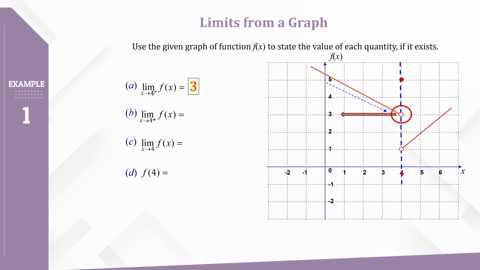For the second limit, we can see plus symbol with the x value 4. This means that we are approaching from the right side of x equals 4. In the right region of x equals 4, we can see the right function. We are approaching along this line from the right side, and we can see y value as 1. So the right side limit is 1.